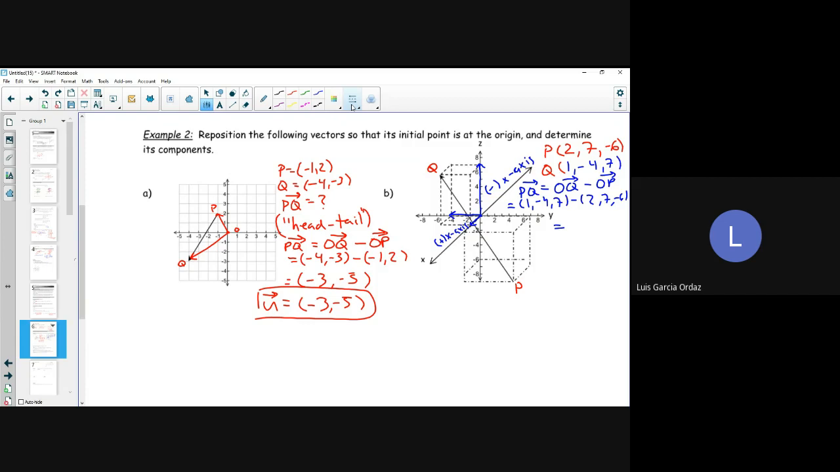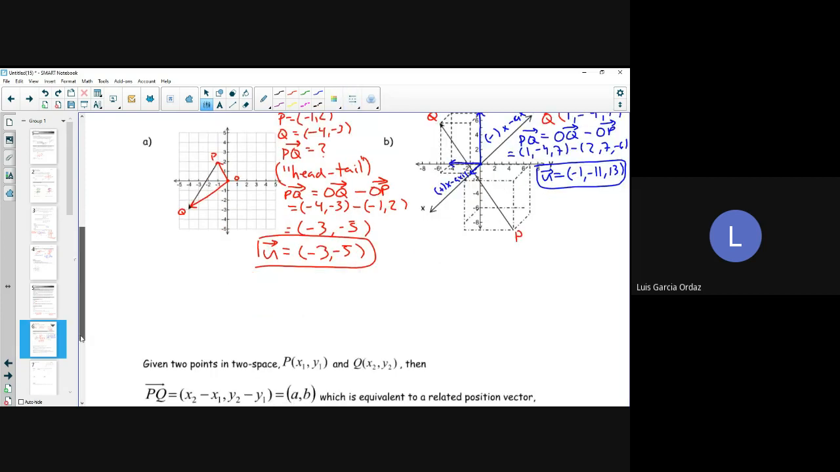Who can tell me what vector PQ is going to be? Thank you, Ricardo. -1, -11, 13. Perfect. Beautiful. So again, as you can see, it might be starting to become a bit easier. There's going to be more examples like this later on.